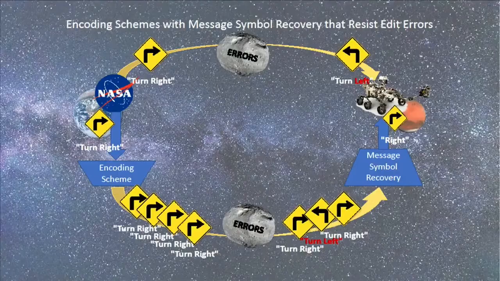Message symbol recovery means that when NASA gives an encoded message to the rover, it can look up individual symbols of the original message without reading the whole thing. For example, NASA can take an enormous spreadsheet of information and rewrite it with the encoding scheme, and the rover can look up individual entries of that spreadsheet without reading the whole thing with message symbol recovery.